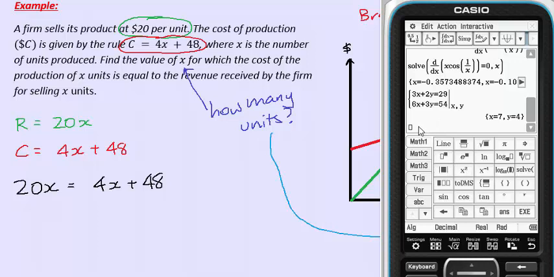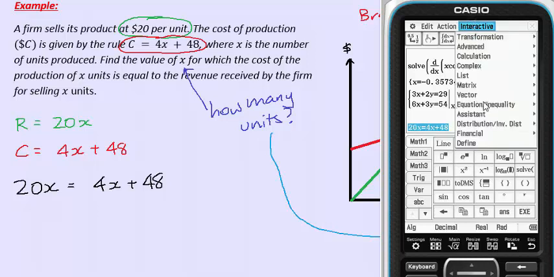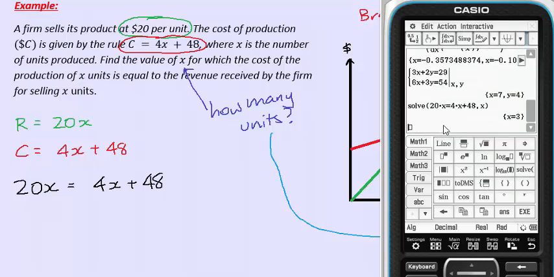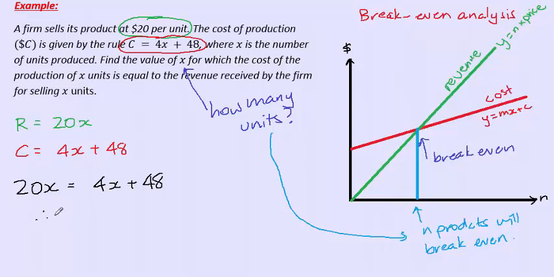So here's my calculator, and I'm going to write 20x equals 4x plus 48. Then I will highlight that, interactive equation, solve for x, okay, and I get an answer that x equals 3. So for this product, I need to make 3 products to break even. That's pretty cheap, pretty unusual, but that's the answer.